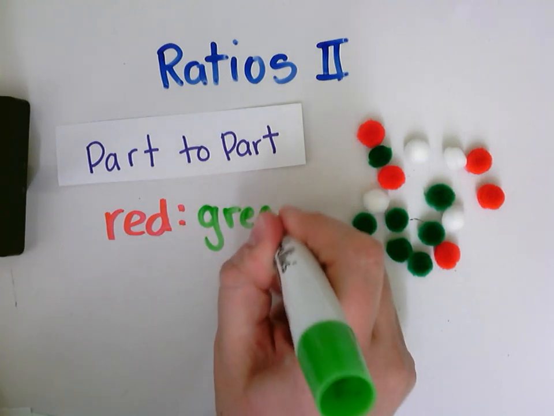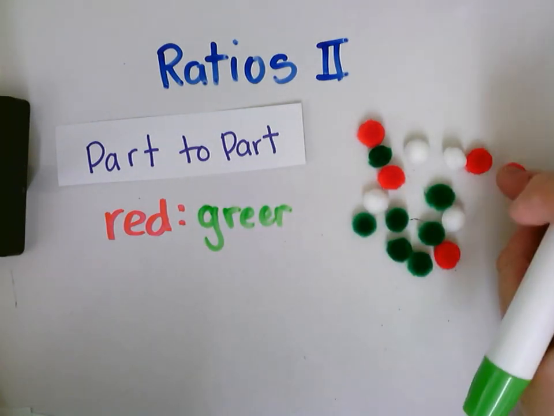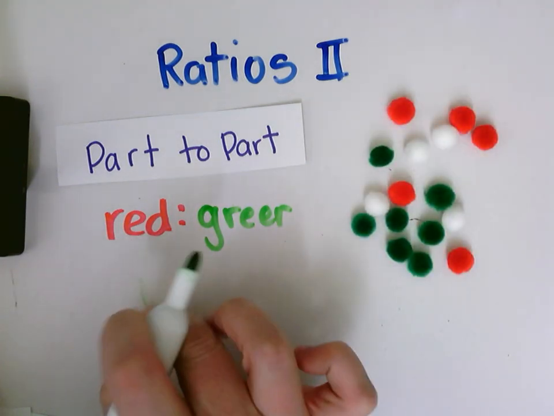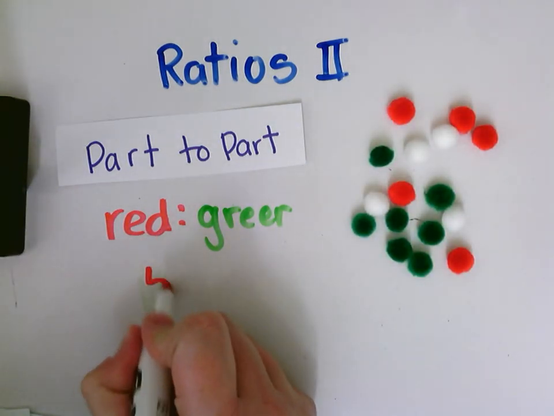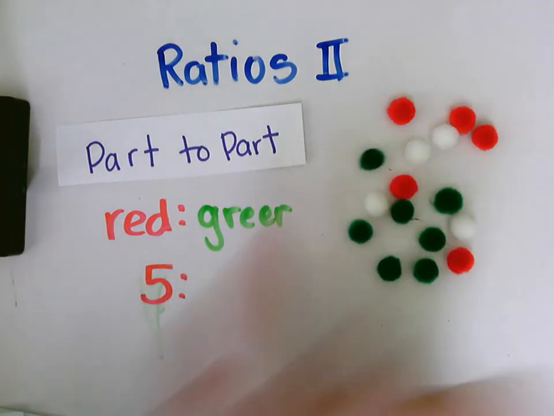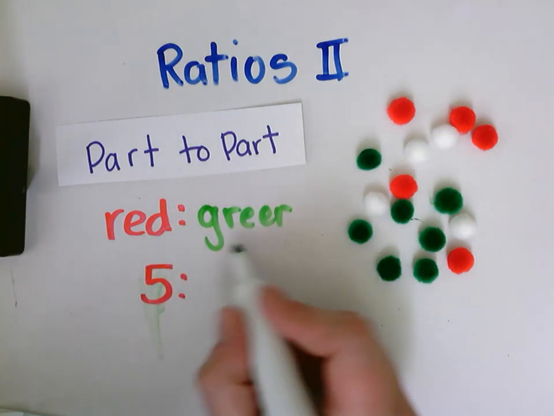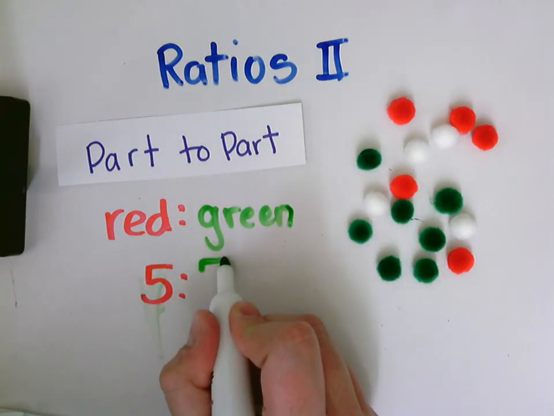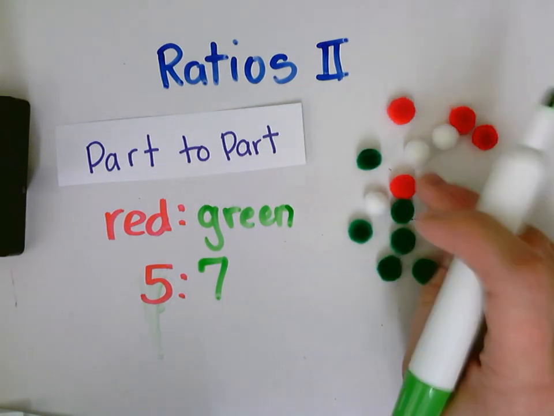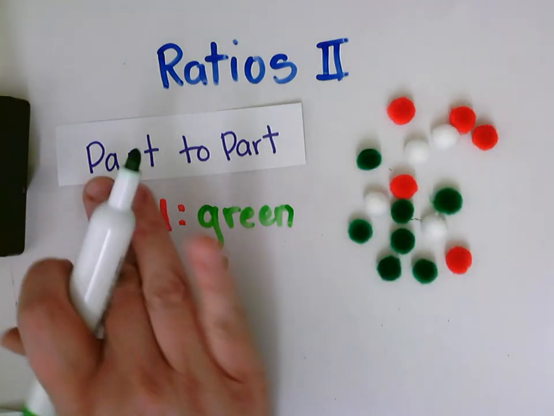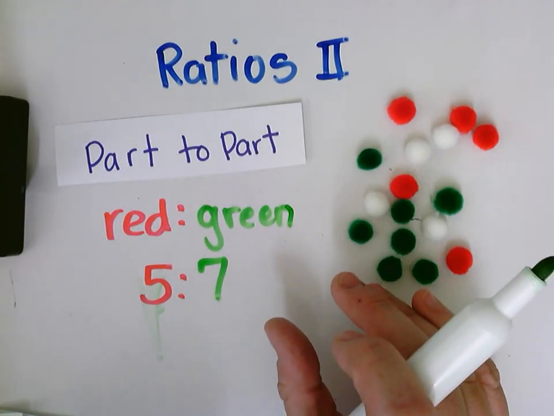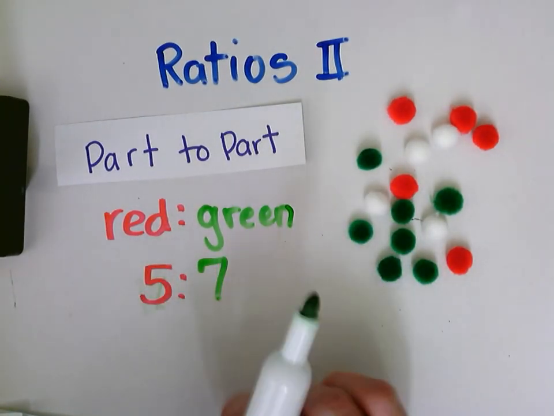What if I wanted to know my ratio of red to green? Okay, so I'm going to count out. I've got 1, 2, 3, 4, 5 red. My 1, 2, 3, 4, 5, 6, 7 green. So my ratio of red to green is 5 to 7. Part of my group is red. Part of my group is green. So this is where I'm talking about part to part. I'm taking the different parts and I'm going to write a ratio going with that.